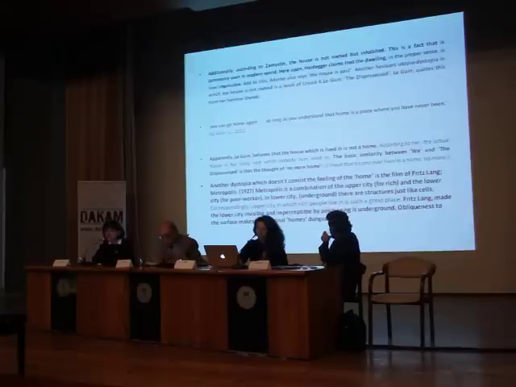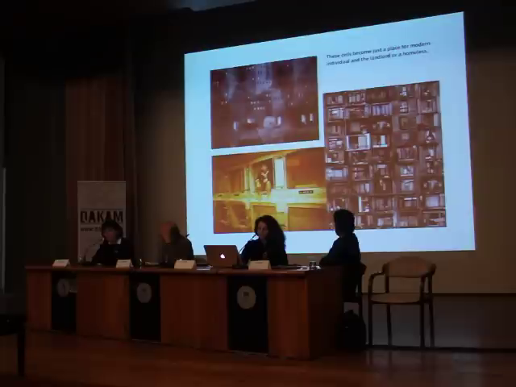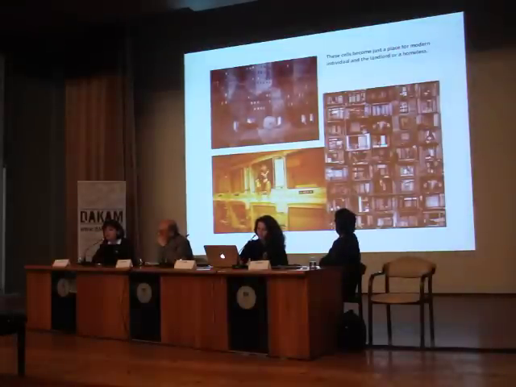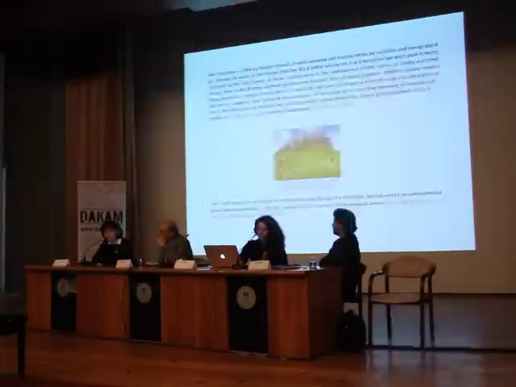Another dystopia, which doesn't contain the feeling of home, is Fritz Lang's film Metropolis. Metropolis is a combination of the upper city for the rich and the lower city for the poor or workers. In the lower city, there are structures just like cells. Lang made the lower city invisible and imperceptible by positioning it underground. Obliqueness to the surface makes the nominal homes dungeons. These cells become just a place for the modern individual, or a landlord, or a homeless person.